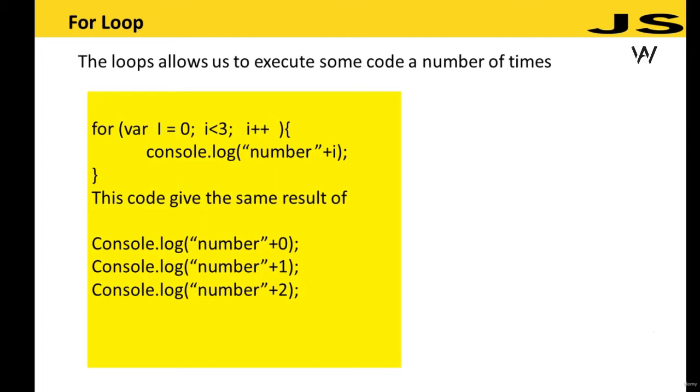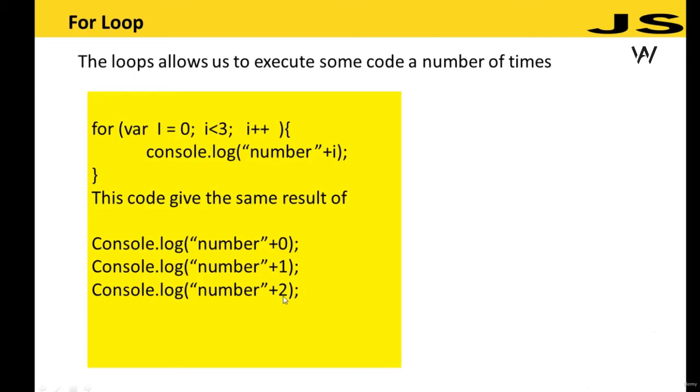For example, I have this simple example. Don't focus a lot on the syntax, we will talk about it in a while. For example, I want to console log number 0, number 1, number 2. See this example above. We have console log number plus 0, console log number plus 1, and console log number plus 2.